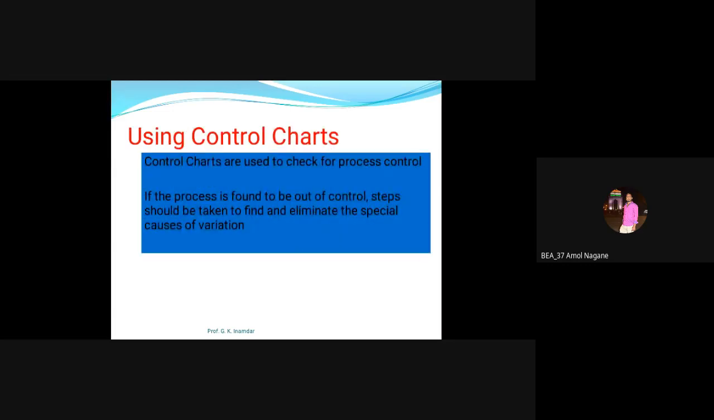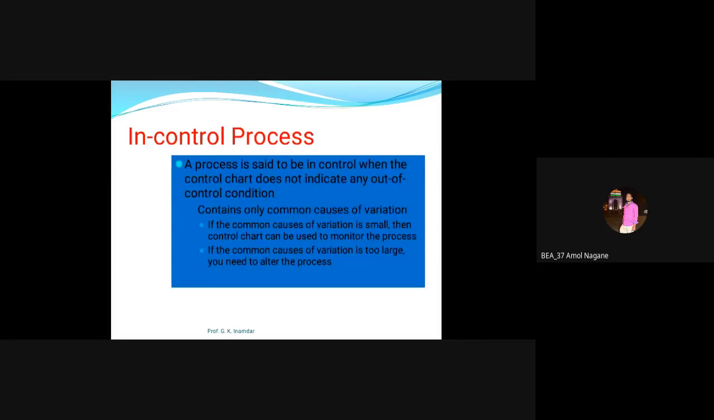Now unit control charts. Control charts are used to check the process control. If the process is found to be out of control, steps should be taken to find and eliminate the special causes of the variation. In a control process, this is again the theoretical part.